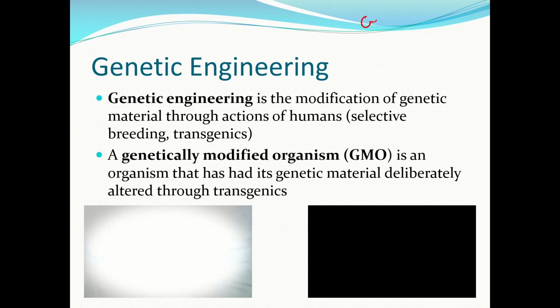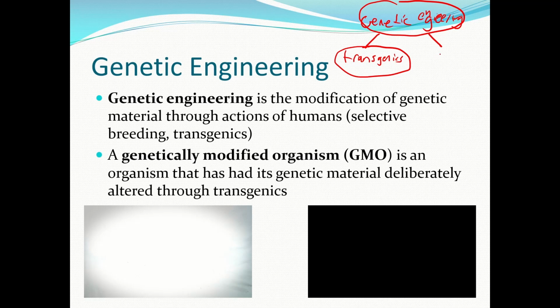Okay. So this is genetic engineering. Oh man, that's so bad. So this is transgenic engineering. There are 2 different ways that we can do it. We can do transgenics, and then we can do selective breeding. If we do selective breeding, we get dog breeds, the different dog breeds. And if we do transgenics, that's when we get a GMO.